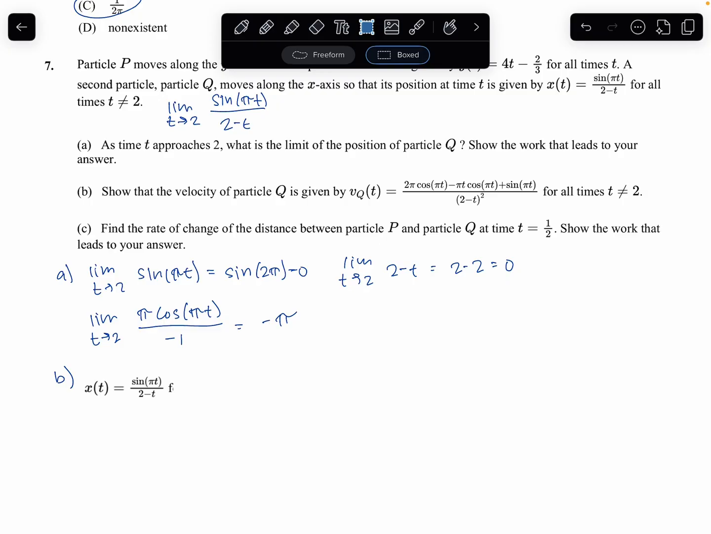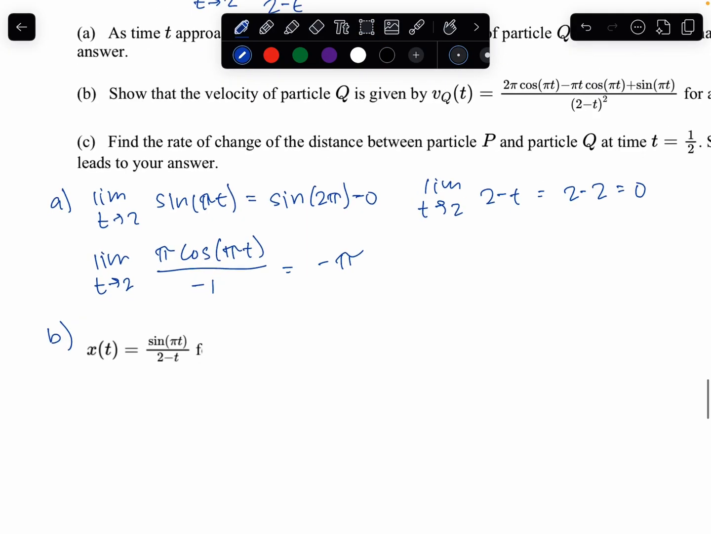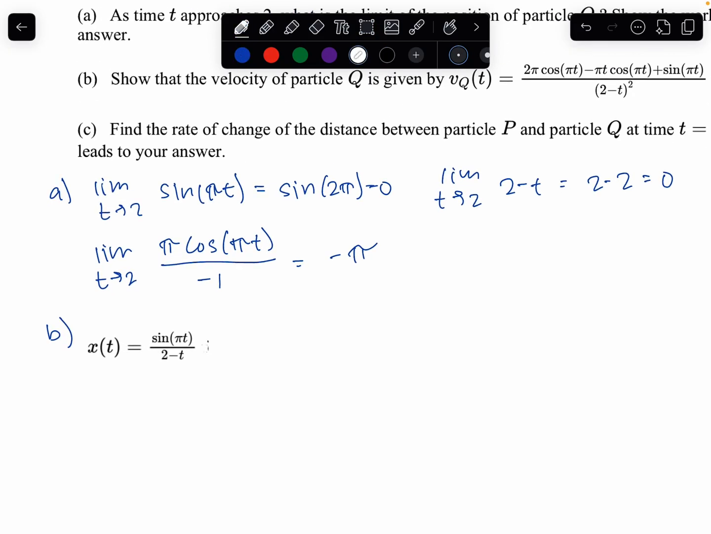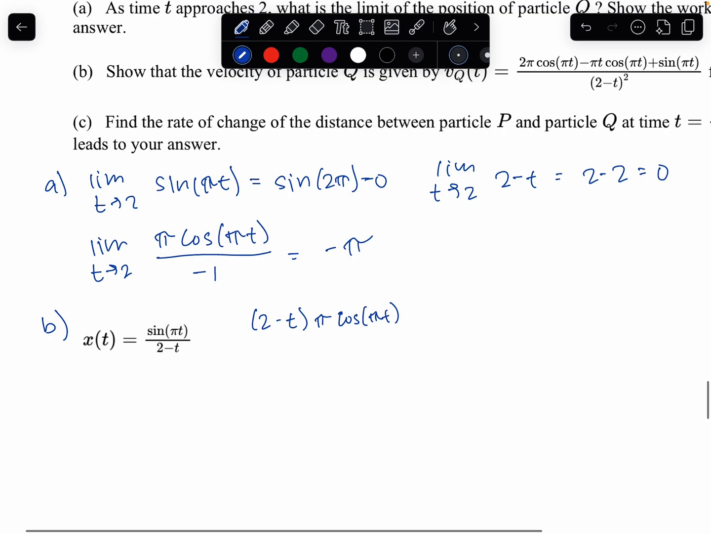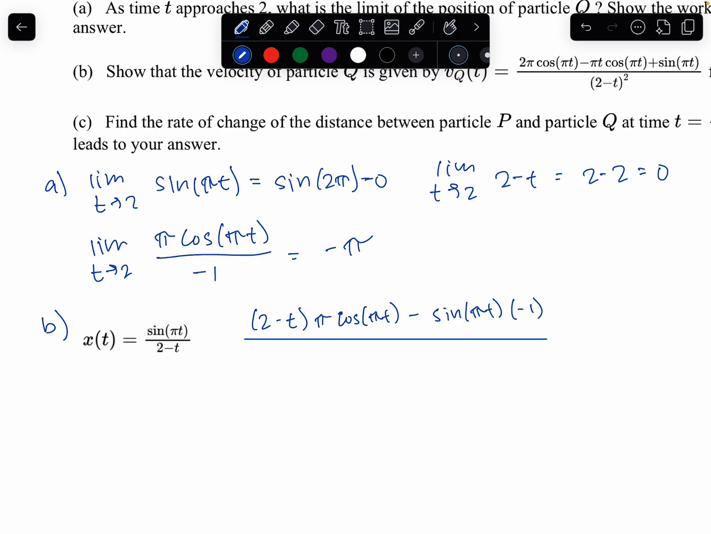Okay, so using the quotient rule, we're going to use low d high. Derivative of that is going to be pi cosine of pi t. So low d high minus high d low, which would be -1. And then square the bottom, which would be (2 minus t) squared.